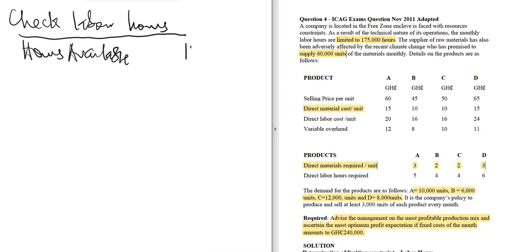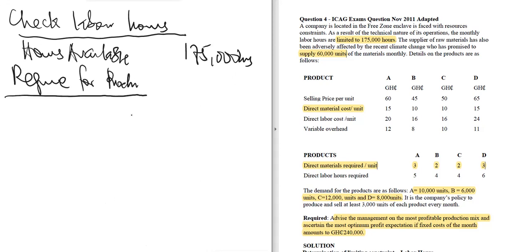So labor hours, we have 175,000 hours available. That's what we have, right? So in that case, how much do we require for production? So requirement for production for labor hours. So for product A, it tells us that we need 5 hours. This is where I'm picking the figures from, labor hours, you can see. So we need 5 hours, but we are producing 10,000 units. That means we need 50,000 hours to produce.